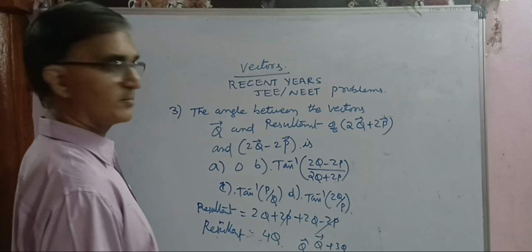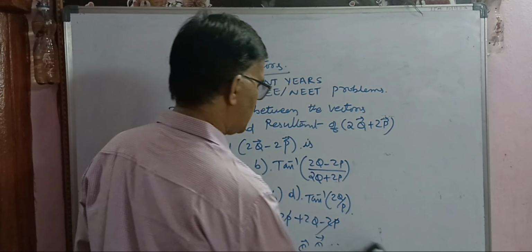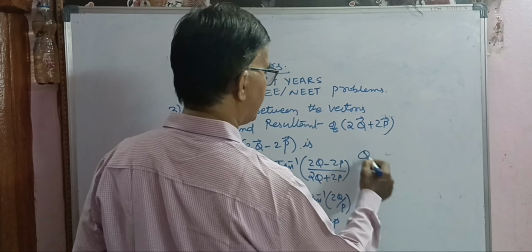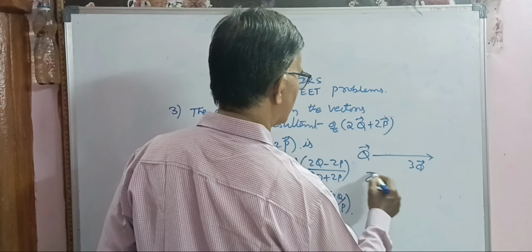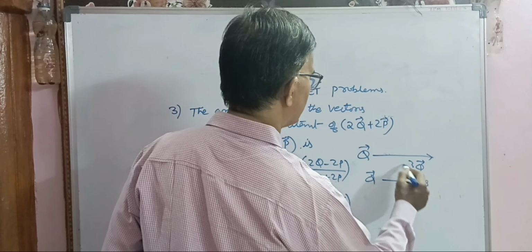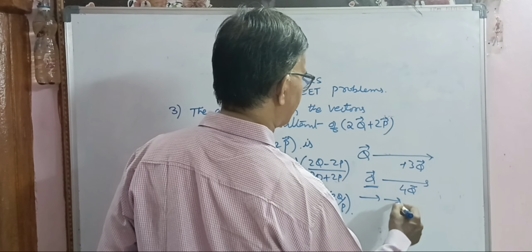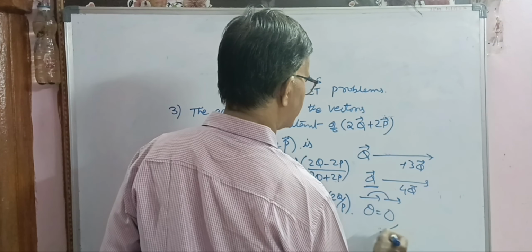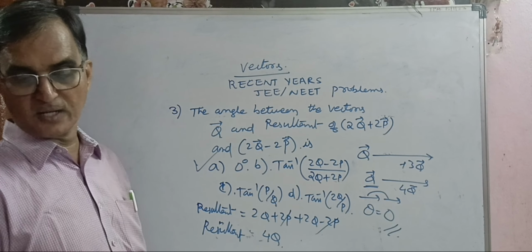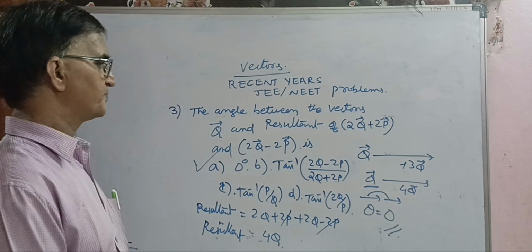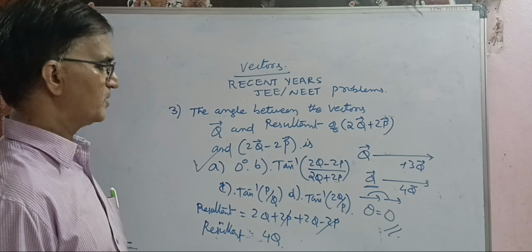Same direction means what? See, Q and 4Q. Q right here, 4Q means extend like this, 3Q. It will be 4Q now. So Q and 4Q, they are in the same direction. Same direction means what is the angle between these two vectors? Theta will be 0 degrees. 0 degrees is the answer for this question. Okay? The answer is 0. The resultant vector has magnitude 4Q, but Q and 4Q are in the same line, so the angle between them is 0.